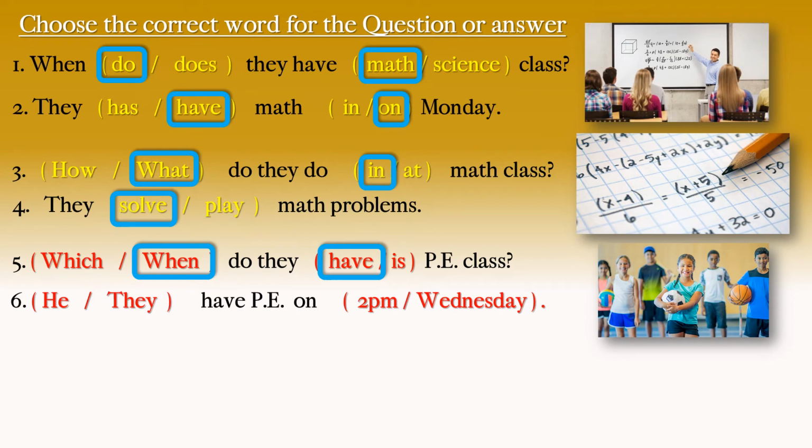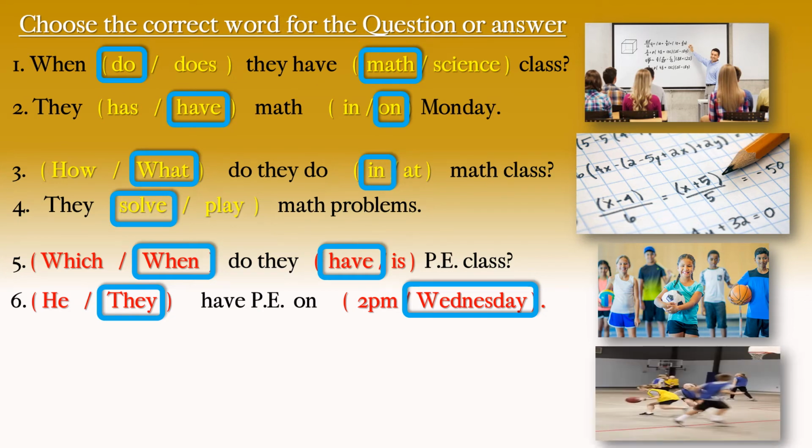They have PE on. Now, can we use he and have? He have. Is that okay? No. That's wrong, isn't it? We use he has. But there is no has here, so it must be they. And look at the picture. There are more than one person. They. They have PE on. Do we use on with time? 2 p.m. Do we use on with time? No, we use at. So it must be Wednesday. They have PE on Wednesday. Last picture.